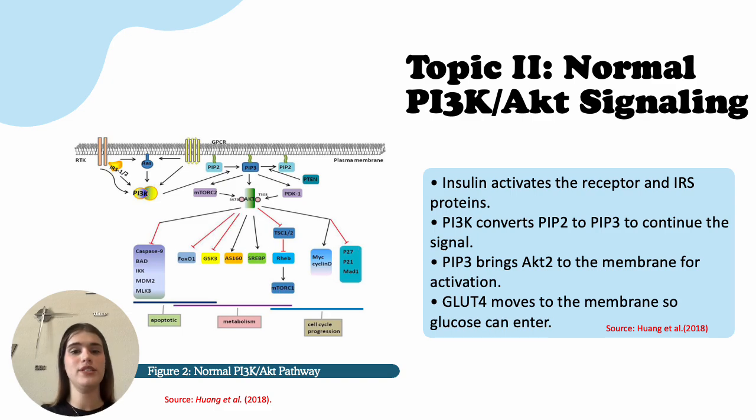If we look at the figure on the left, you can see that whole flow happening from left to right. Insulin activates the receptor, IRS proteins get triggered, PI3K creates PIP3, and then AKT2 gets activated. After AKT2 turns on, it sends signals to all these different proteins in the boxes at the bottom. That eventually leads to GLUT4 moving to the membrane so glucose can enter the cell.